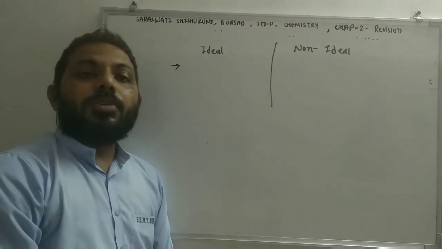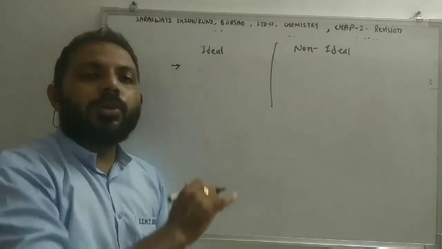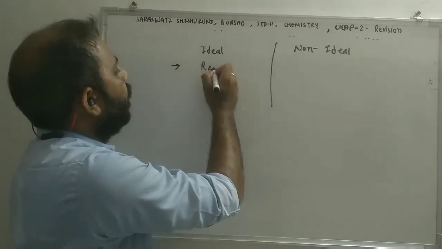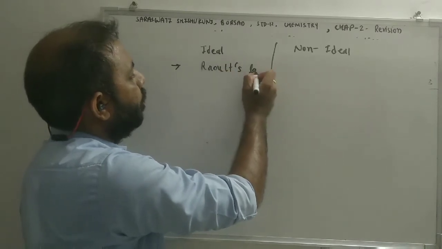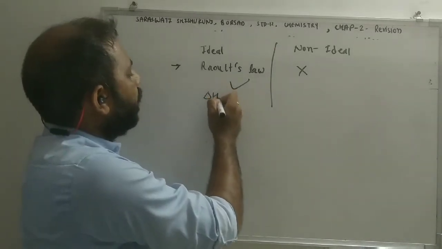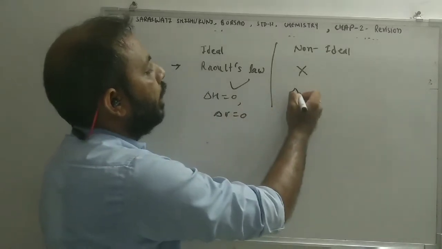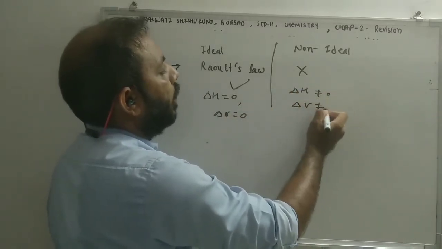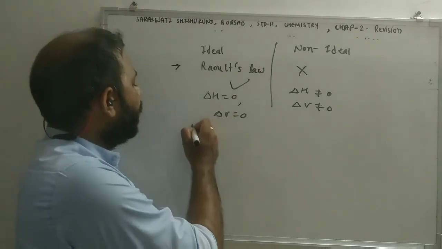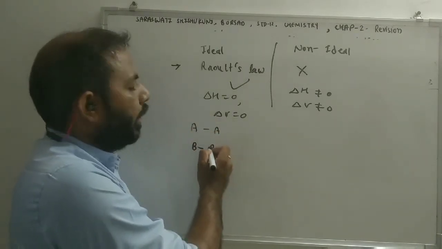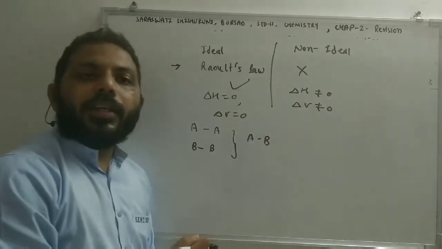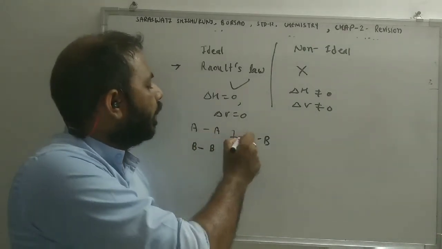The solution which follows Raoult's law, that is ideal solution, and which does not obey Raoult's law, that is non-ideal solution. So here Raoult's law is obeyed. Here Raoult's law is not obeyed. Then the difference is like delta H is equal to 0, delta V is equal to 0. Here delta H is not equal to 0 and delta V is not equal to 0. Then you need to discuss the interaction. If component A and component B are there, then after mixing there is another interaction, that is AB, and AA = BB = AB.